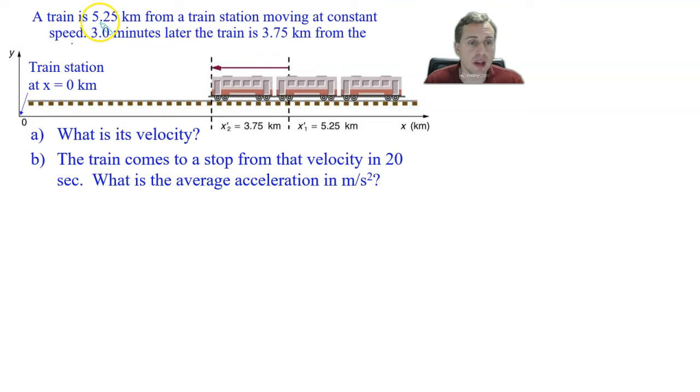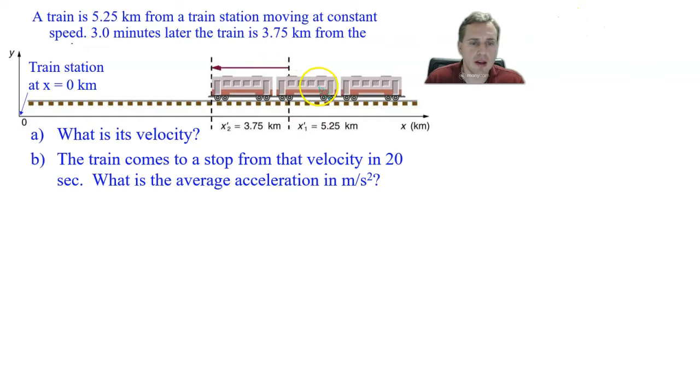It says a train is 5.25 kilometers from a train station, moving at a constant speed. 3.0 minutes later, the train is 3.75 kilometers from the train station. What is the velocity? The train comes to a stop from that velocity in 20 seconds. What is the average acceleration in meters per second squared? Well, let's perform part A.